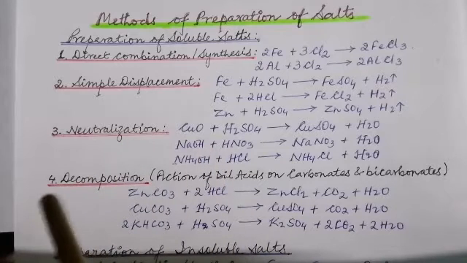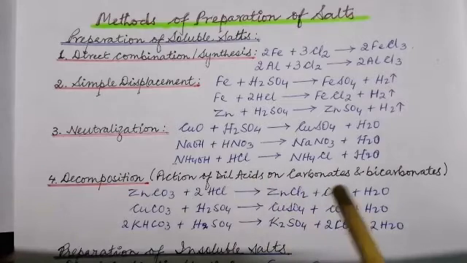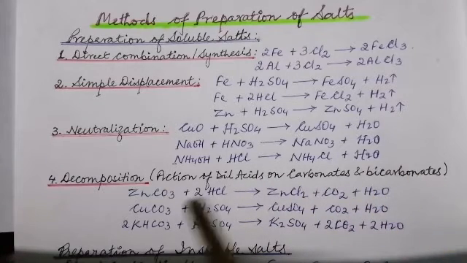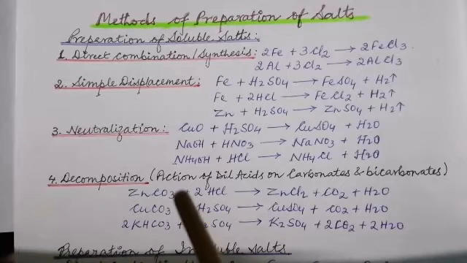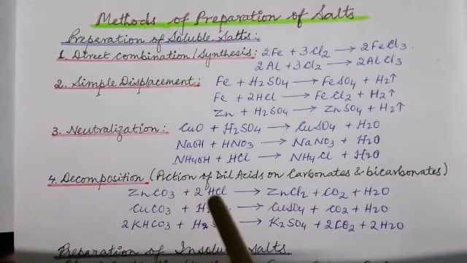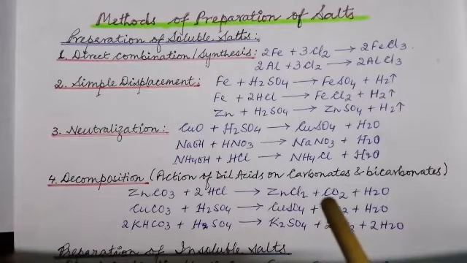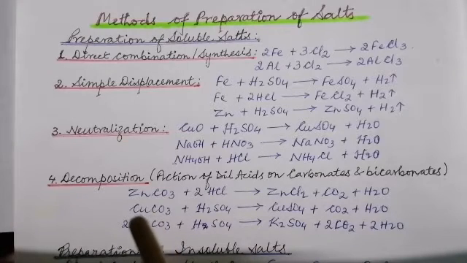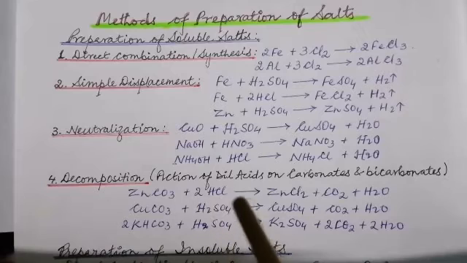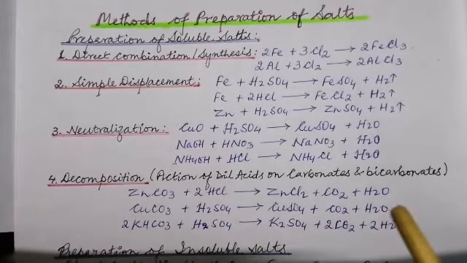Now, number 4 is decomposition. Action of dilute acids on carbonates and bicarbonates. Zinc carbonate is a carbonate salt. I react with dilute hydrochloric acid. I get salt, zinc chloride, carbon dioxide, and water. Let's take another carbonate salt, copper carbonate. When I react with sulfuric acid, it gives me salt, copper sulfate, carbon dioxide, and water.